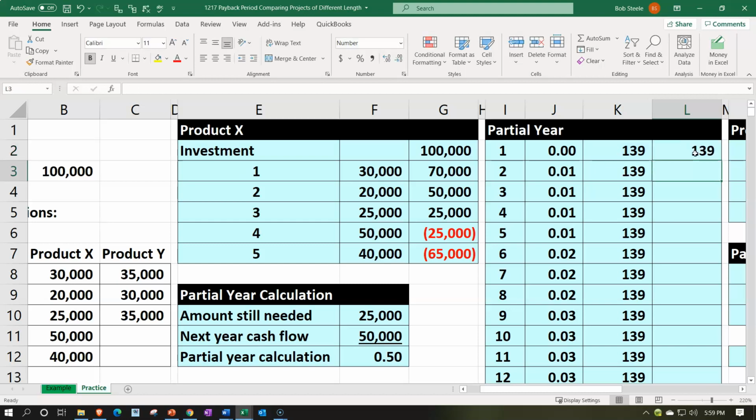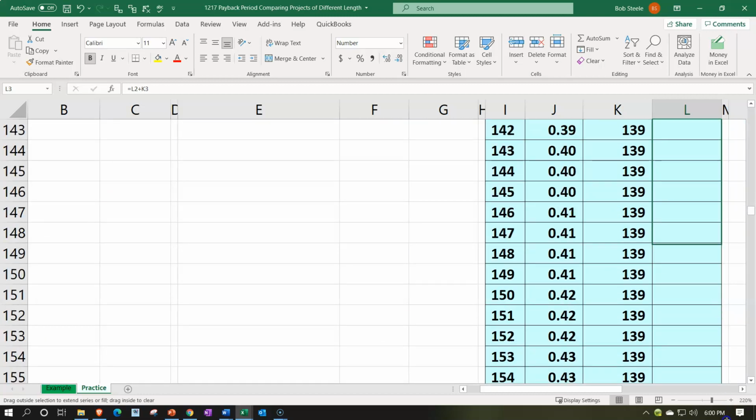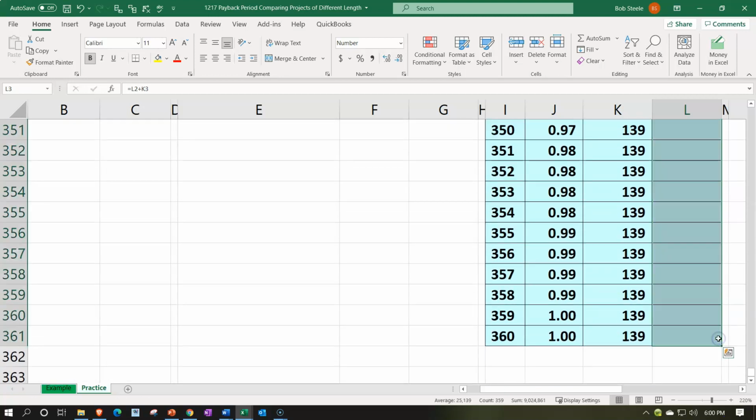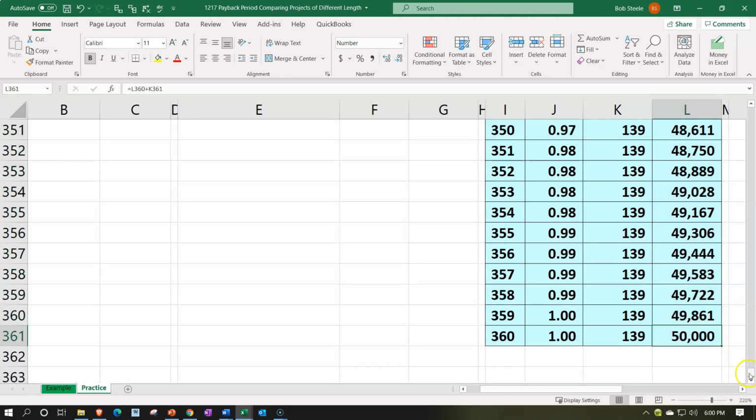Really good to get good at this running balance calculation. So that we got the 139 plus the 139. And then we'll copy that down. So we'll go to the autofill once again, running balance calculation. Once we get to the bottom, it should get us back to that 50,000. So driving it down, autofill. There's the 50,000. So there we have it.